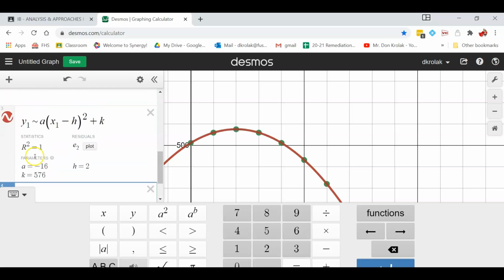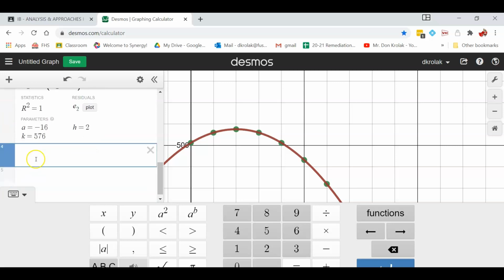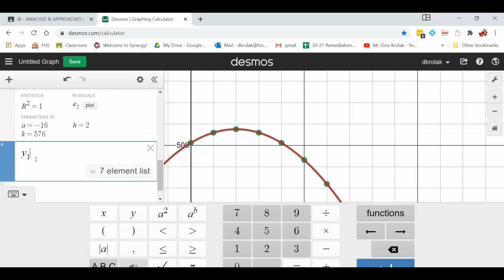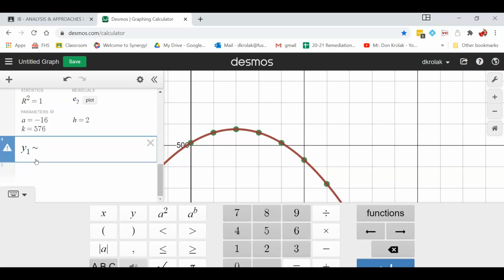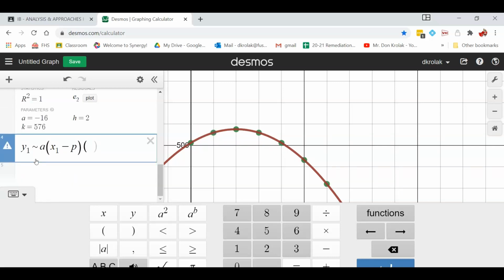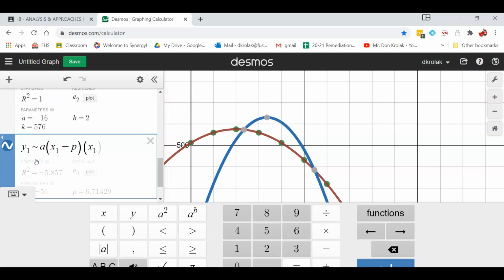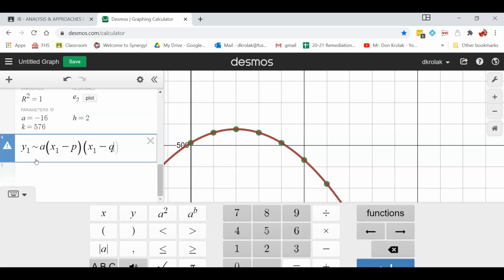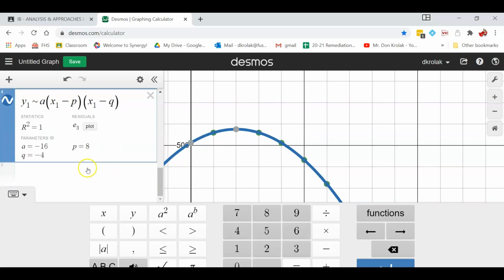And you can put it in intercept form. So Y1 squiggle A, parentheses X1 minus P, parenthesis X1 minus Q. And now you've got the equation in intercept form, or factored form. Q is negative 4 and P is 8.